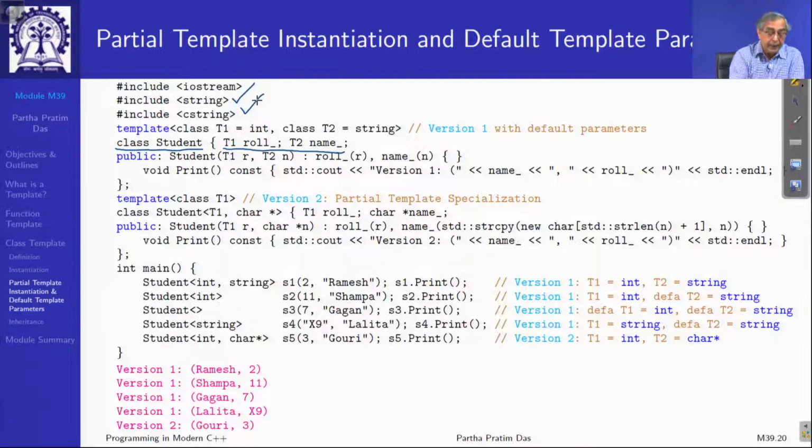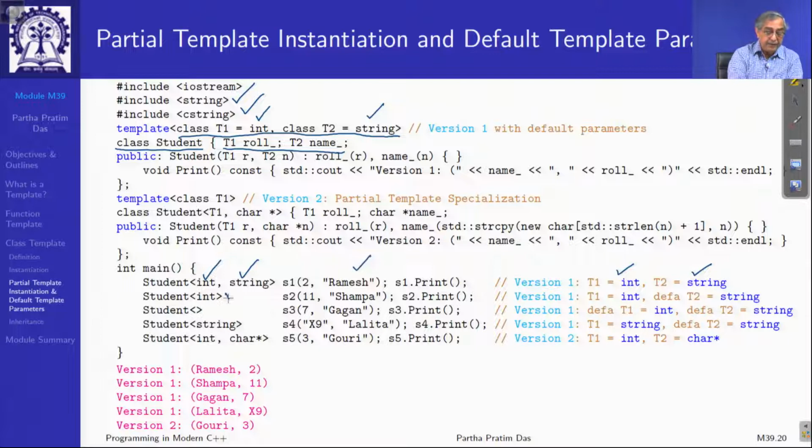Now, I say that instead of just saying class T1, class T2, I say class T1 defaulted with int, class T1 defaulted with string. So, if I do not specify anything, or if I specify just int, the parameters not specified will be taken by default. So, if I specify int and string, this is int, this is string, and I can write this. I can instantiate this object.